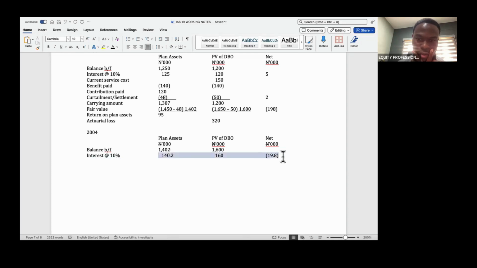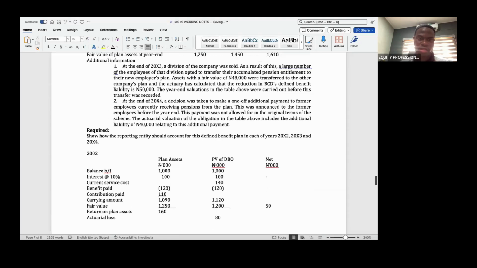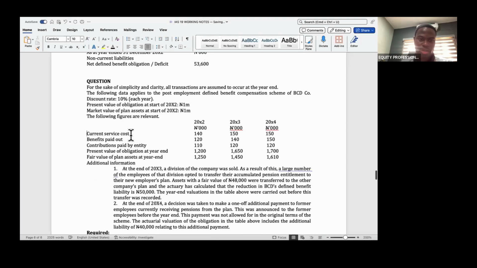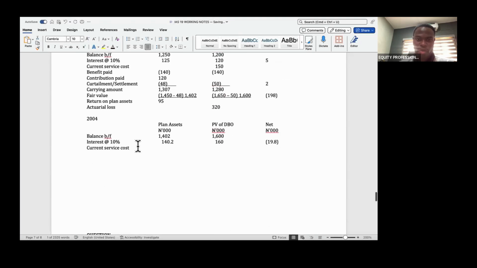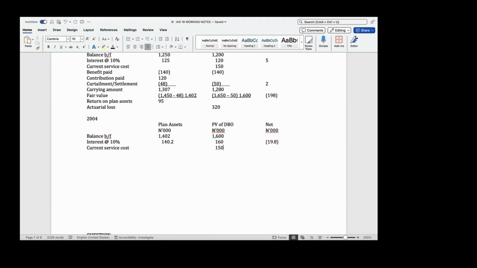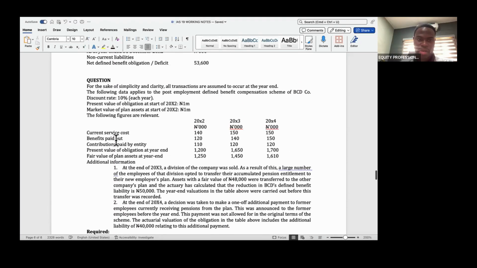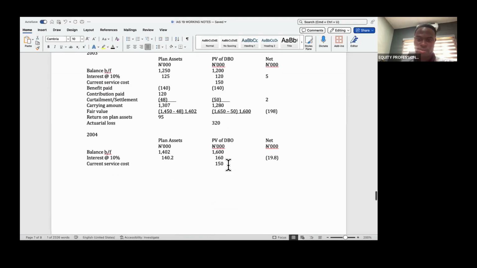So, as we were saying, we have 19.8. That's the difference. Then we have our current service cost in 2004. Our current service cost remains 150. Where would this one go? PV of DBO. Thank you. Then we have benefit paid out, 150.